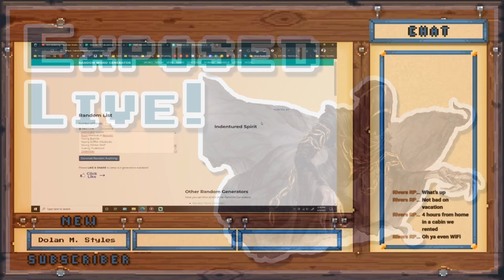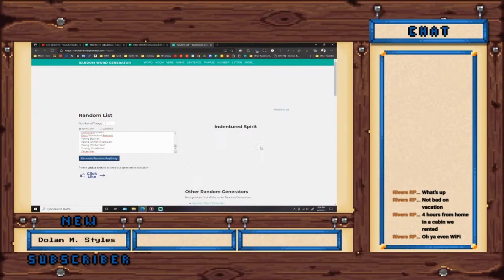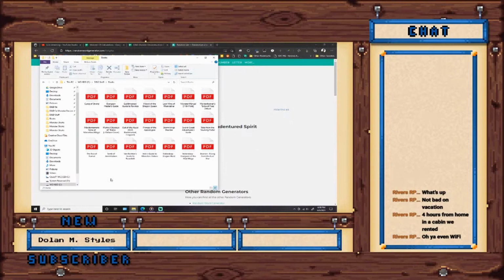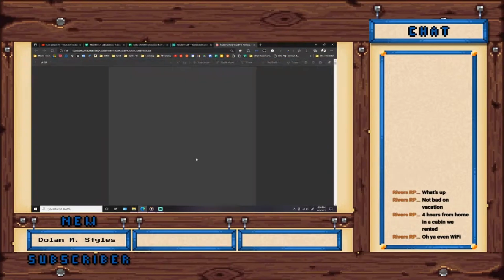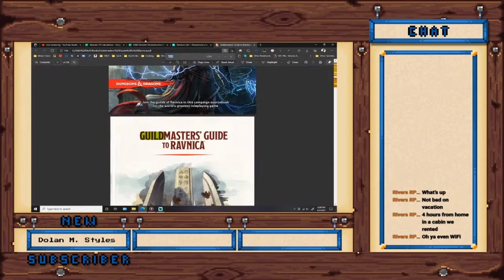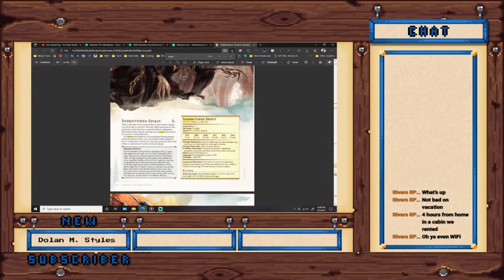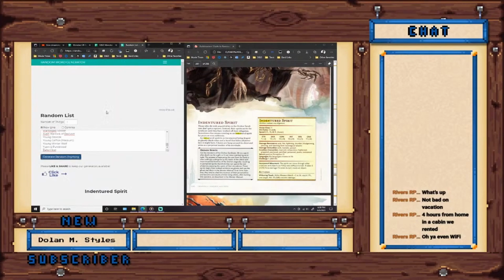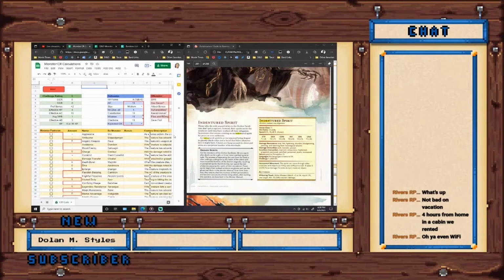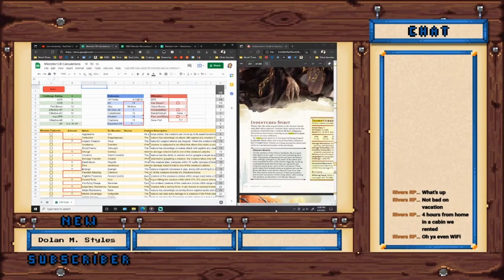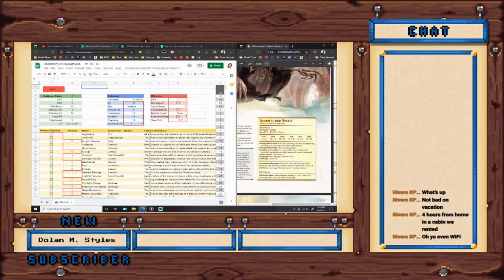Alright, indentured spirit, it's a CR1, and it's from Guildmaster's Guide to Ravnica. Alright, where did I put you? There we go. Let's find that monster. 206, so it's probably on 207. Perfect. Alright, so we have an indentured spirit from GGR here. And let me split this so we can see both pages. And I will shrink that just a little bit because we don't need the whole thing here. We just want the stat blocks.